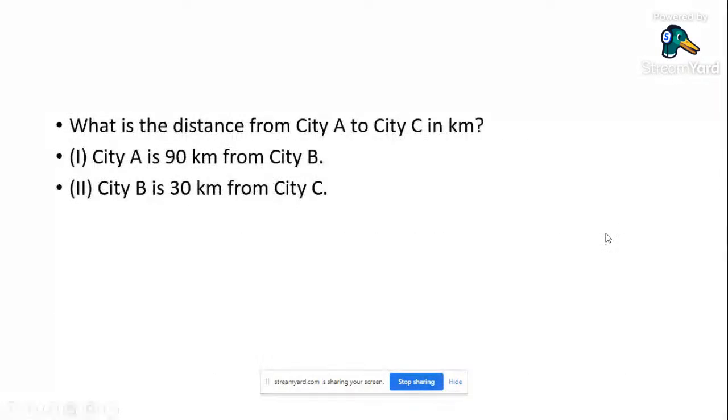So, in this question, without knowing the relative positions of A, we cannot find the answer. So the answer is both are not sufficient. Don't take it for granted. I know many people will do this.